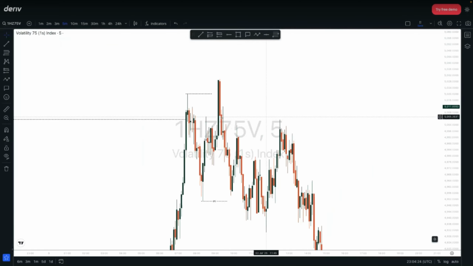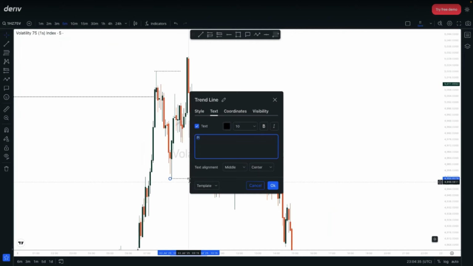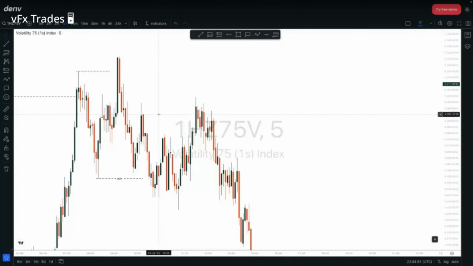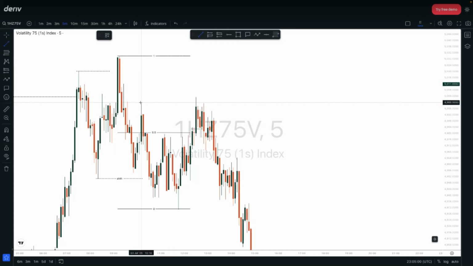So that structure will be breaking below, violating a structure, like what you call a change of character. The moment this is violated, you edit it and change it to CHoCH, which is your change of character or shift. Now, after your shift, what do you expect? You expect a retracement, first to 50% and at least one liquidity taken. This is my 50%, and then this is my liquidity.